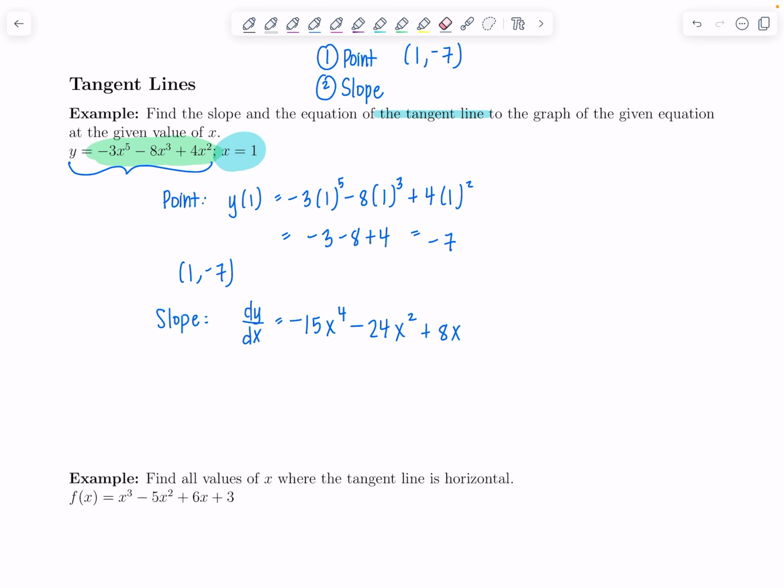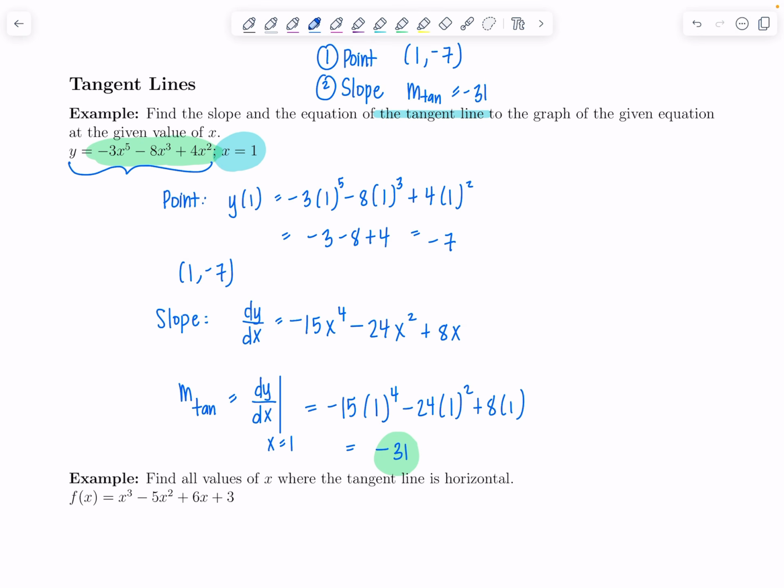So m, the slope of our tangent line, is equal to, and this is another kind of notation, if you want to say plug in something to the derivative, you draw this straight line. That means evaluate it at x equals 1. So I'm plugging in 1 for x into the derivative. Negative 15 times 1 to the 4th minus 24 times 1 squared plus 8 times 1. So that's negative 15 minus 24 plus 8, so that's negative 31. So that's my slope. My slope for my tangent line is negative 31.